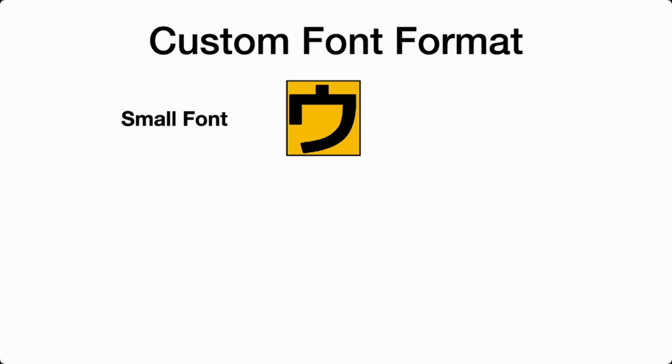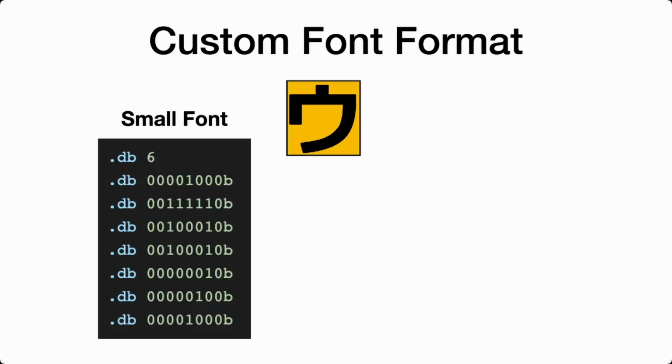And this is the structure of the small font. The first byte is how many columns that I'm going to use. In this case, 6 columns, starting from the least significant bit. You still need to set all 8 bits. And the next 7 bytes contain the graphical structure of this character.